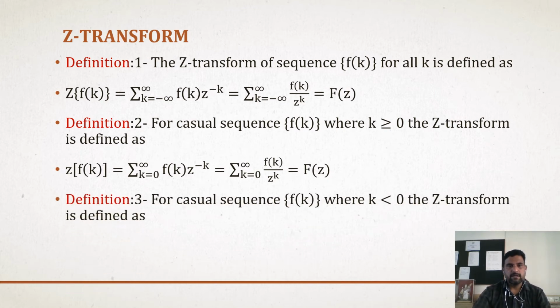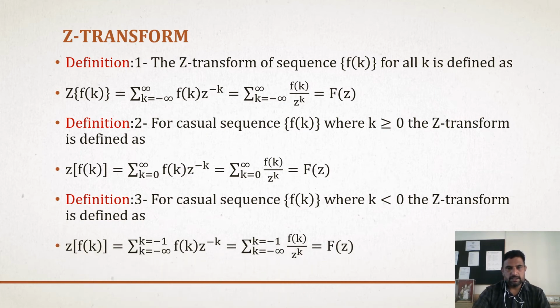Definition 3 is for the sequence f of k where k less than 0, that is if k is negative, then z transform is summation k equal to minus infinity to minus 1 f of k into z raised to minus k, or f of k divided by z raised to k, in F of z. The multiplication of functions is the same, f of k into z raised to minus k, only the intervals are different. For all k means k value is minus infinity to plus infinity. If k greater than or equal to 0, then k values are 0 and positive, and if k less than 0, then values of k are negative.